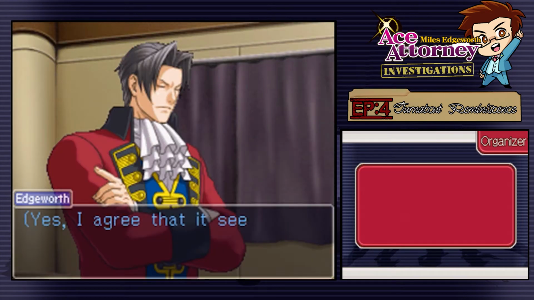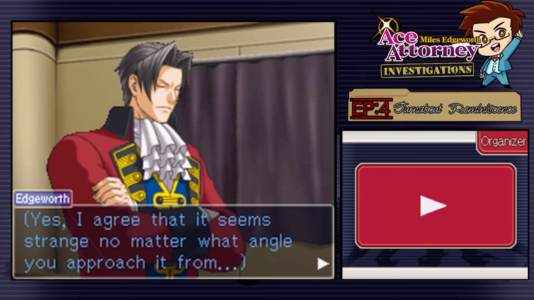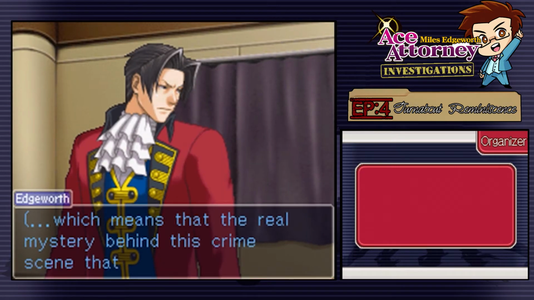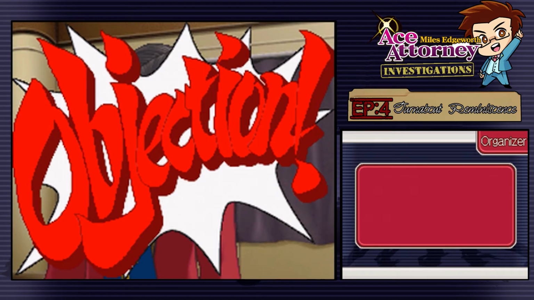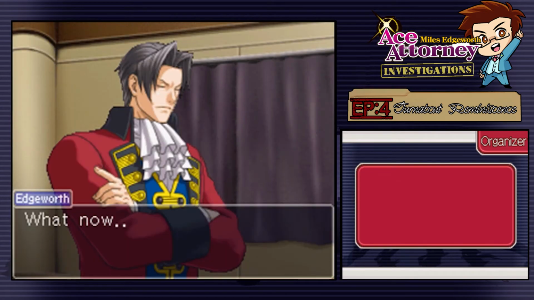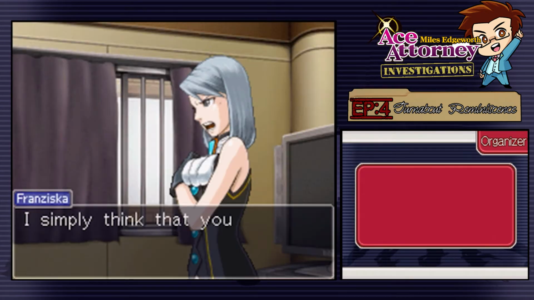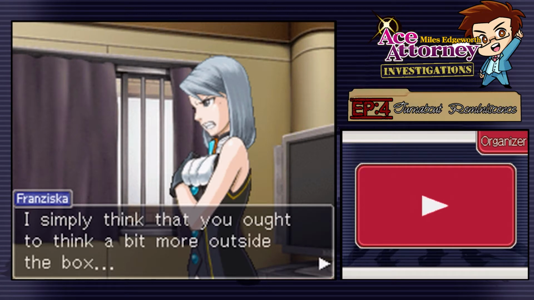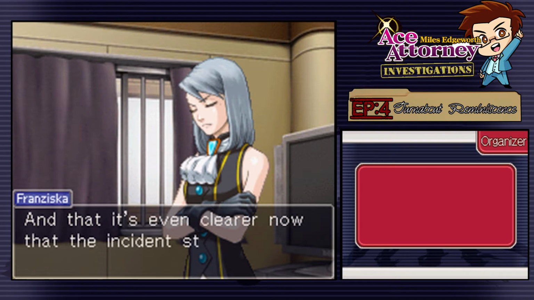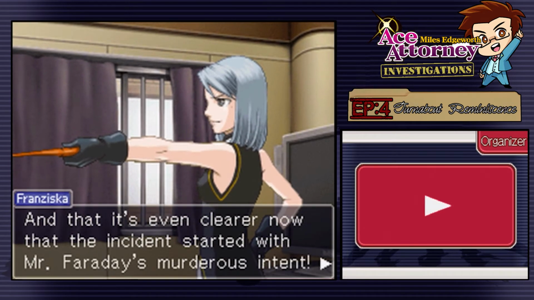Impossible! Yes, I agree that it seems strange no matter what angle you approach it from. Which means that the real mystery behind this crime scene, that we must... Not so fast, Miles Edgeworth! What now? I simply think that you ought to think a bit more outside the box. And that it's even clearer now that the incident started with Mr. Faraday's murderous intent.